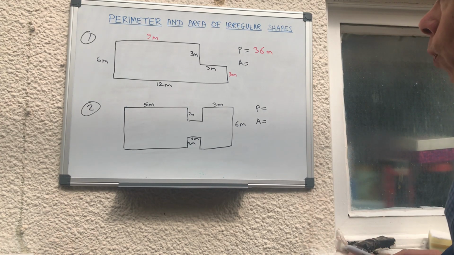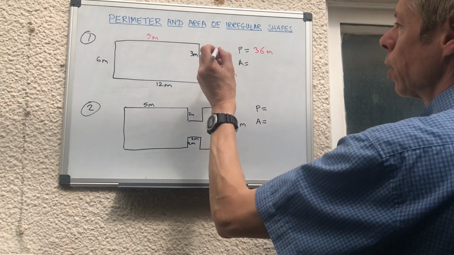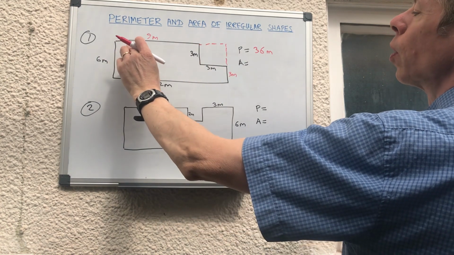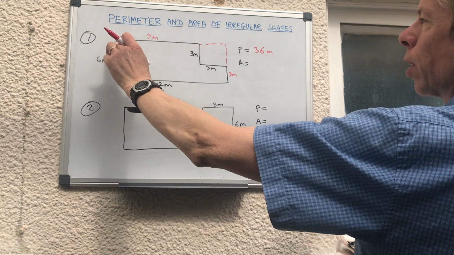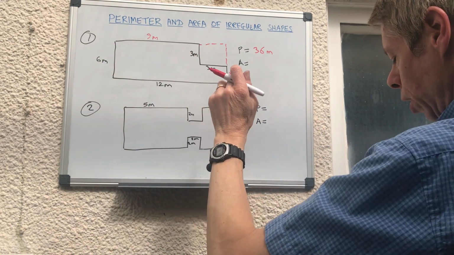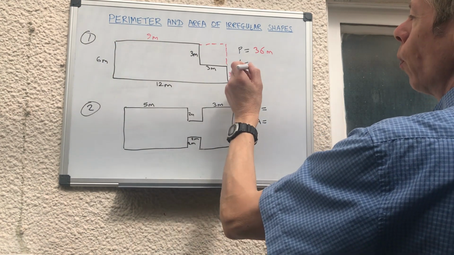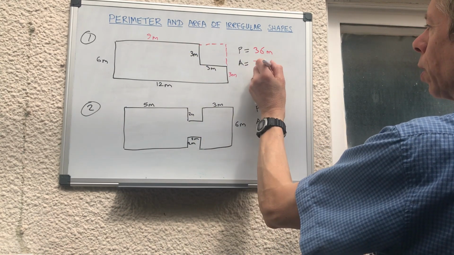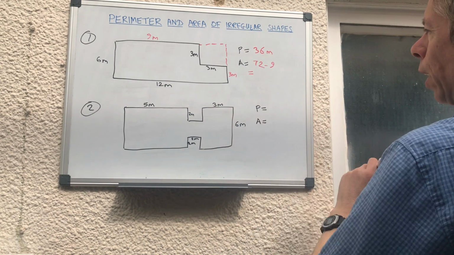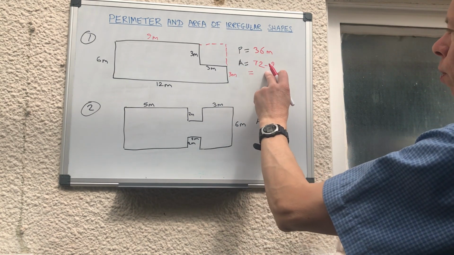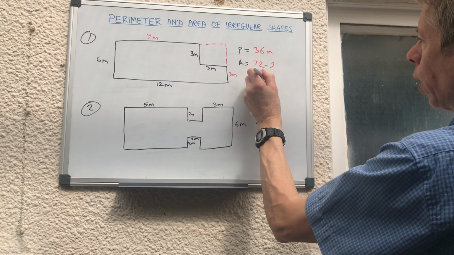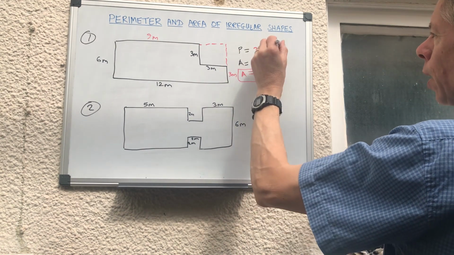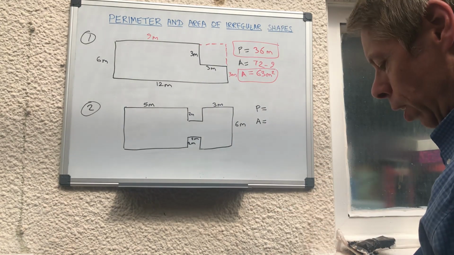Okay, so the area for that one, well, I would just go for the simple big square minus little square method. So we have 12 times 6 is 72. And then we're going to take away this square, which is 3 times 3, which is 9. So it's basically 9 times table. So instead of being 8 times 9, it's 7 times 9, which is 63 metres squared. So the area would be 63 metres squared, the perimeter 36 metres.